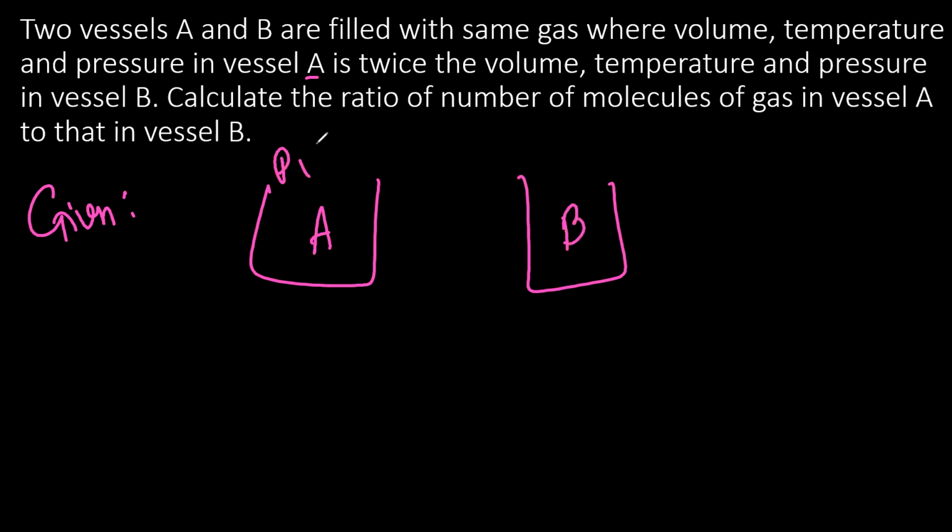So we have the pressure, volume, temperature for each. If the ratio is 2, that is, A is twice of B, then calculate the ratio of the number of molecules of gas in vessel A to that in B. That is, we need to find the number of molecules in A divided by the number of molecules in B.